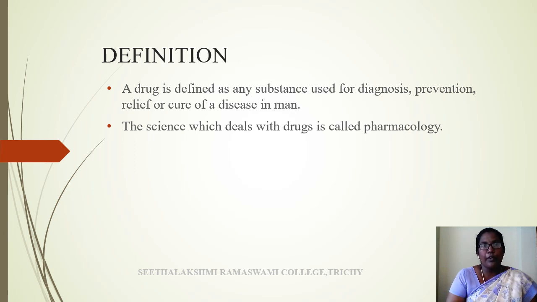First of all, we are going to see a definition of a drug. A drug is defined as any substance used for diagnosis, prevention, relief or cure of a disease in man. So a drug is a chemical substance which is used to find out a disease, to prevent a disease, or to find relief for a disease. The science which deals with drugs is called pharmacology. So the science in which we study drugs, the mechanism of drugs, and the administration of drugs, we call it pharmacology.